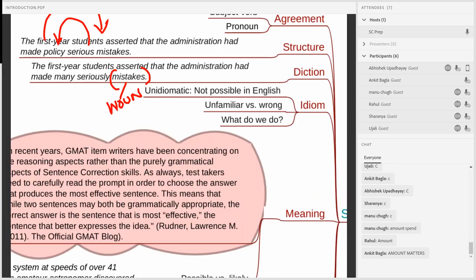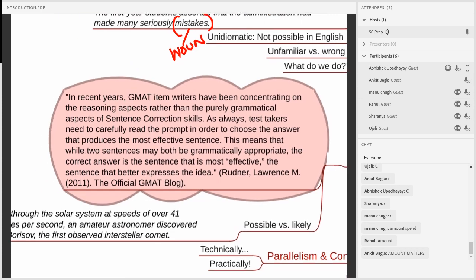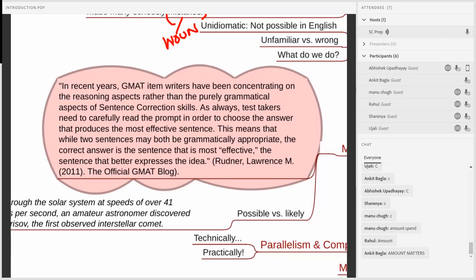Now, good that we were talking about meaning. So just take a second to read this quote. There is a quote in front of you. Just take a second to read it.